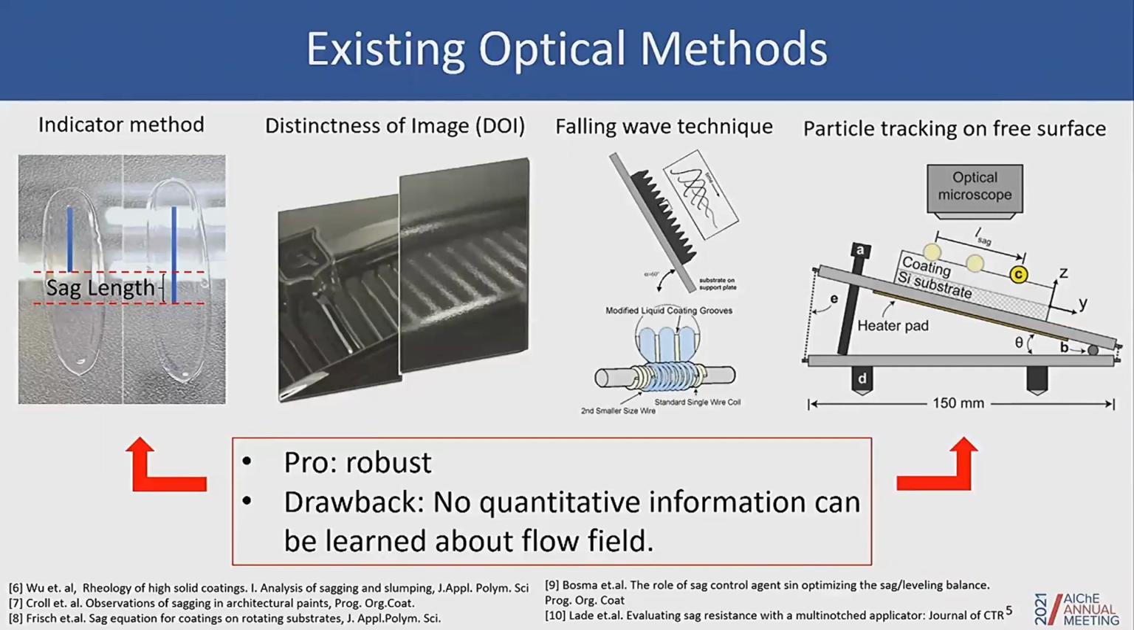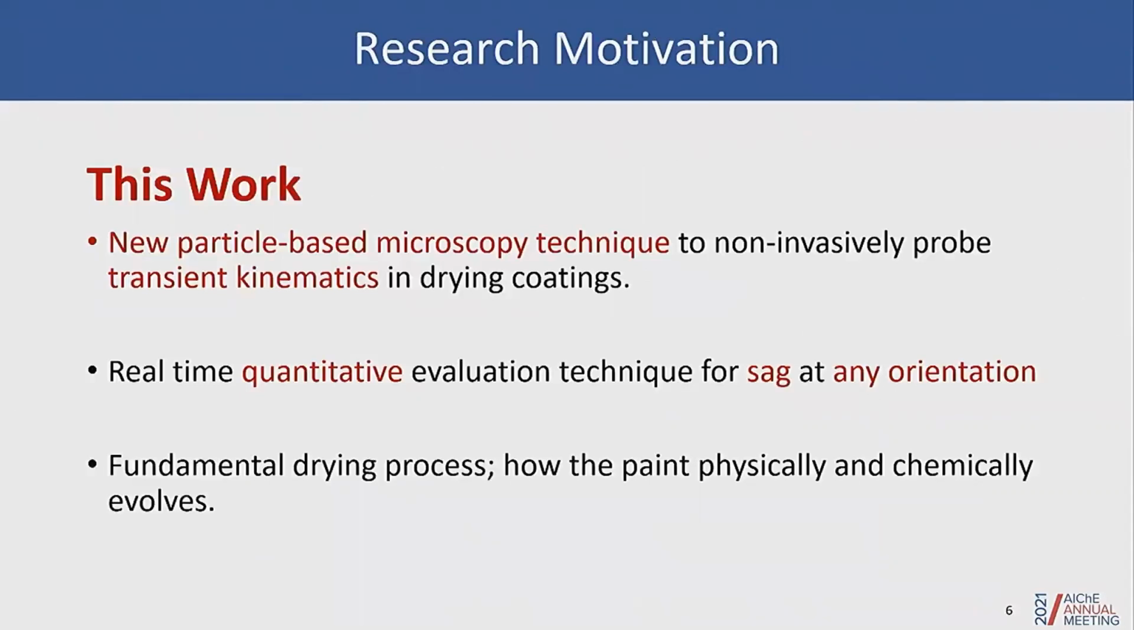So all of these optical techniques are very useful. However, they have the same drawback as the ASTM in that no quantitative information can be learned about the flow field. And this is where our work comes in. So today I'm presenting a new particle-based microscopy technique to non-invasively probe transient kinematics in drying coatings. We hope this technique will provide us with real-time quantitative evaluation of sag at any desired orientation relative to ground, and essentially provide us with fundamental understanding of the drying process, so how the paint both physically and chemically evolves.